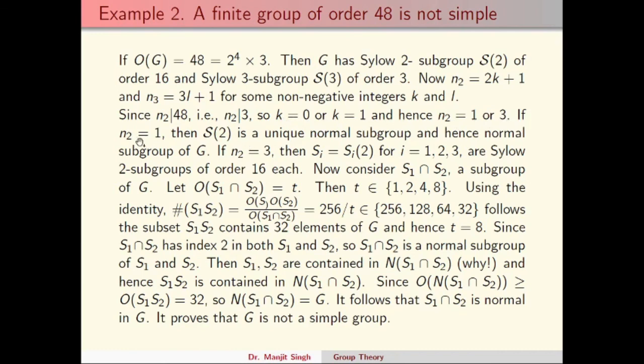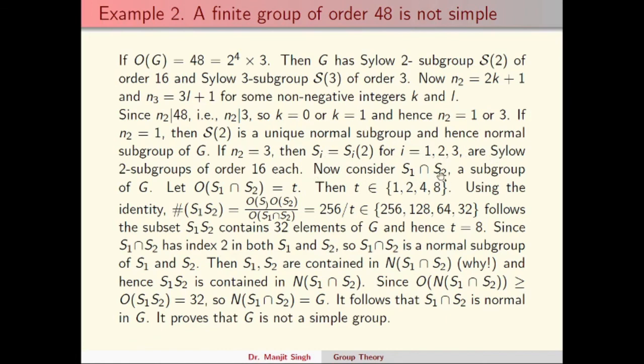So if the number of Sylow 2 subgroups is 1, then it is a normal subgroup, and hence we have a normal subgroup of order 16. In the case when the number of Sylow 2 subgroups is 3, we can call them S1, S2, S3. These are 3 Sylow subgroups of order 16.